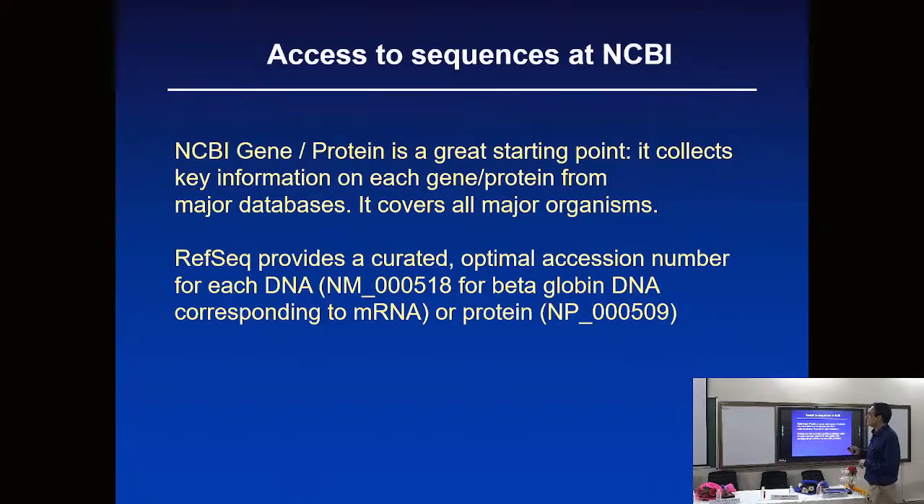So NCBI gene or protein is a great starting point. It collects key information on each gene or protein. So let's focus on a gene, say the beta globin gene. Have you heard about beta globin? Have you heard about hemoglobin? So what does hemoglobin do? It carries oxygen, and beta globin is one of the components of hemoglobin.